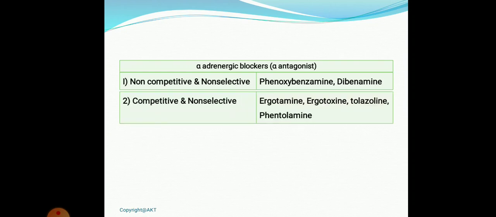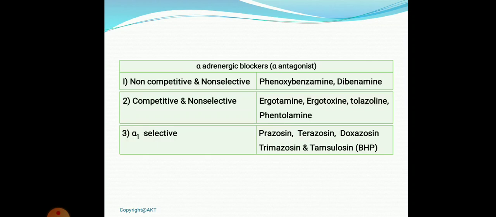Classification: non-competitive and non-selective. Non-competitive, they do not compete with the noradrenaline or adrenaline, and they are non-selective, they can block both alpha 1 and alpha 2 receptors. Example: phenoxybenzamine and dibenamine. Competitive, they compete with the adrenaline or noradrenaline, but are non-selective on alpha 1 and alpha 2. Example: ergotamine, ergotoxin, tolazoline, and phentolamine.